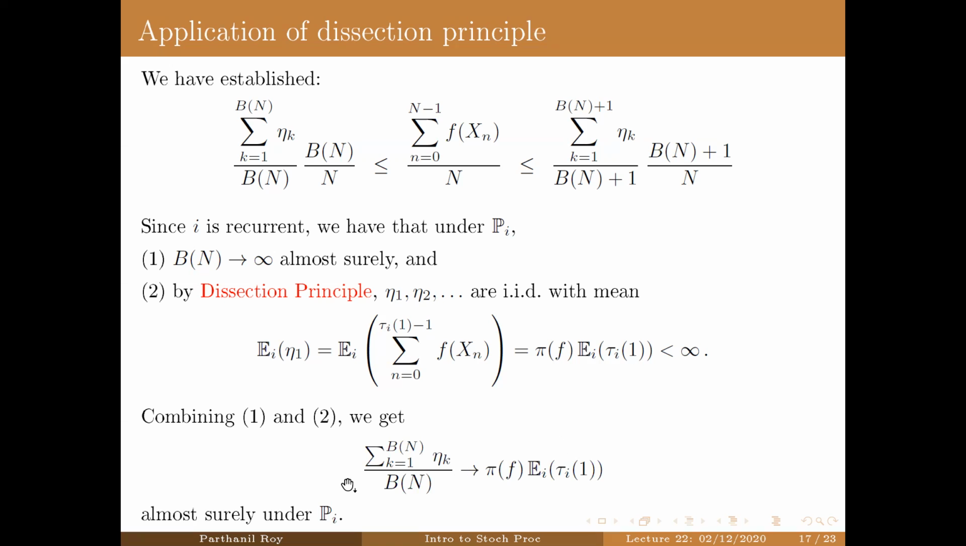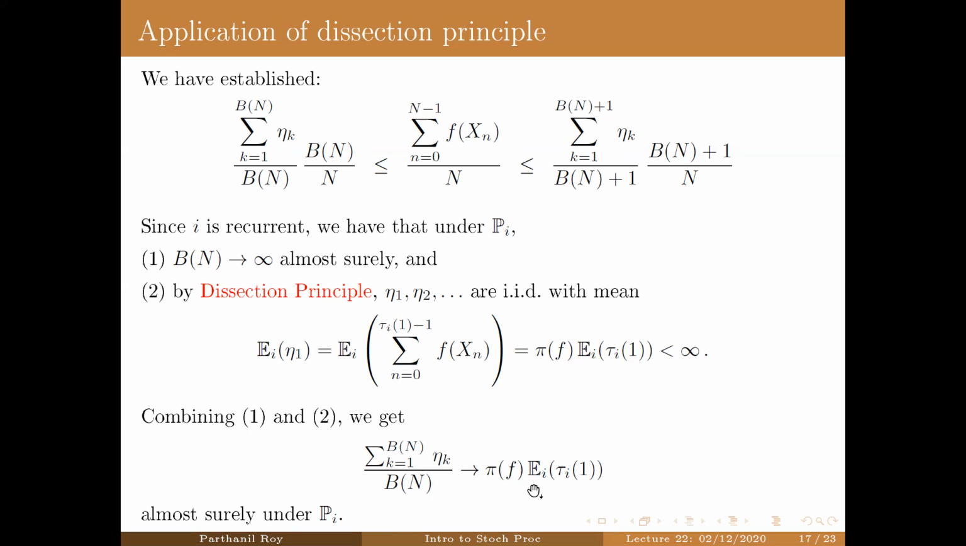So therefore, combining 1 and 2, what we get is that this ratio converges almost surely under pi to pi f times the expected length of the first excursion. This is because Bn also converges to infinity almost surely. So this ratio is going to converge almost surely to the expected value of eta 1, which is this quantity.